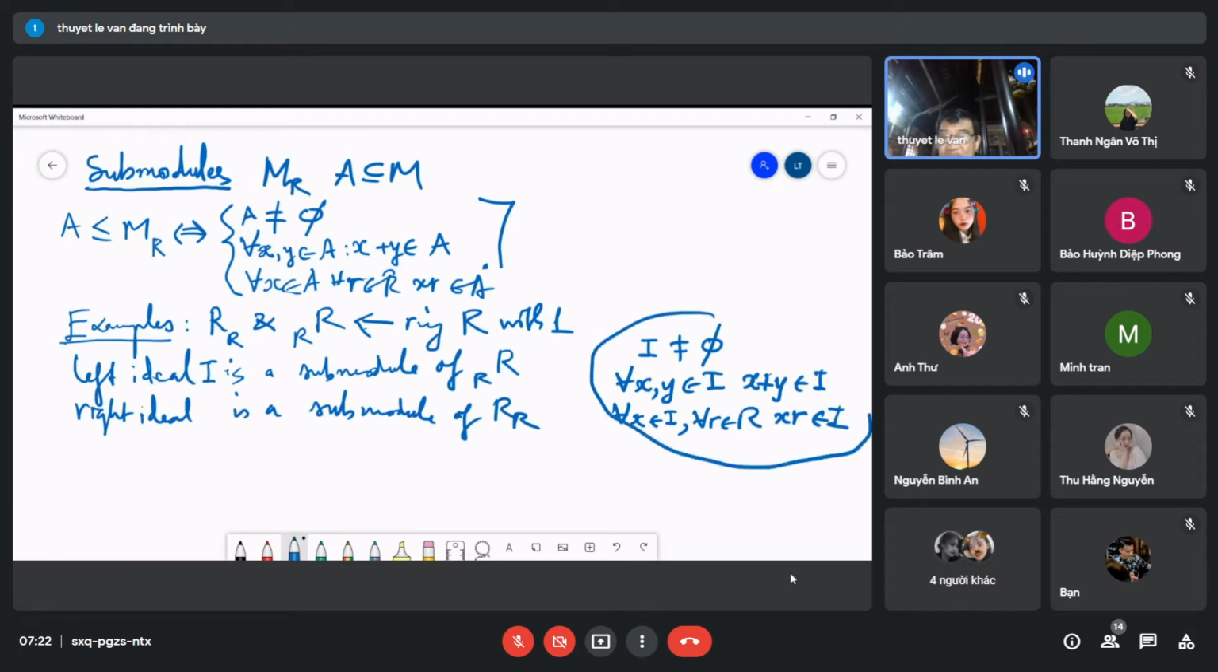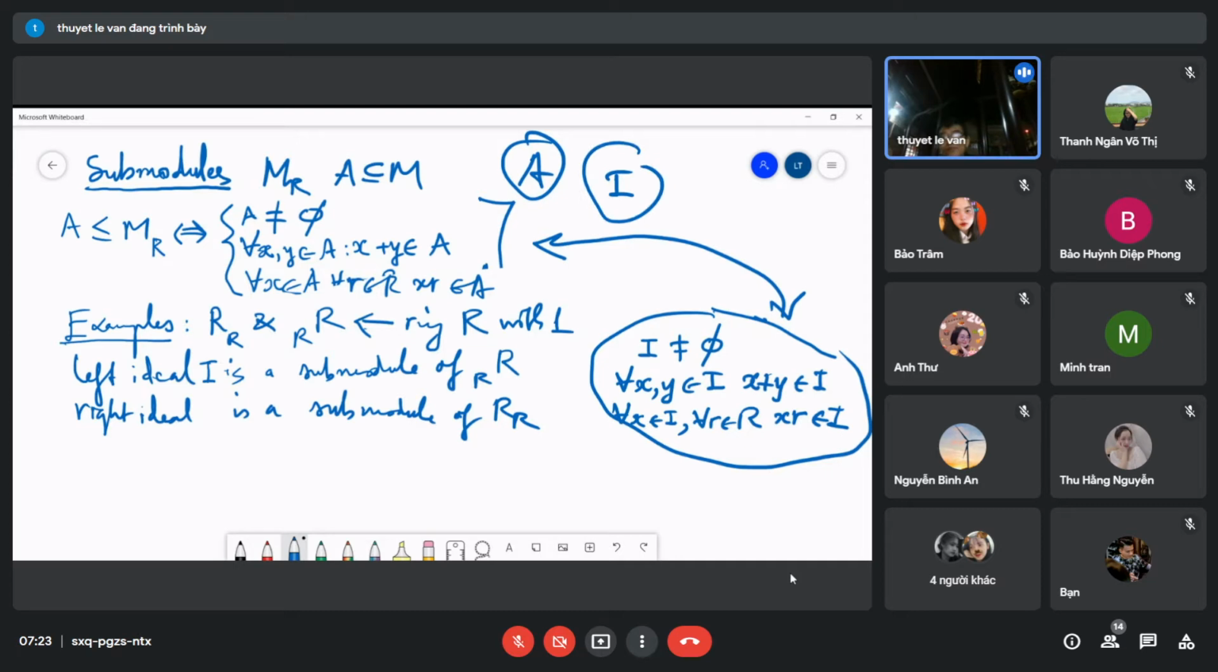Now you compare this with the condition of a submodule. Okay, that is the same, because here we only change the name: here I write A, but if you write I, that is the same. For all x in I and r in R, xr should be in I. You only change the name, but in fact that is the same. So the left ideal is the one here, and the right ideal is a submodule of here.